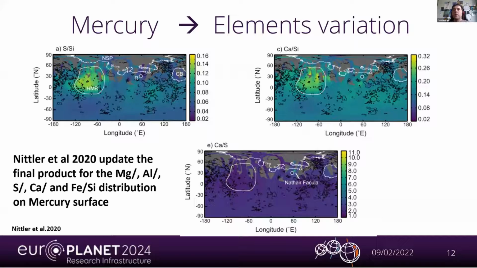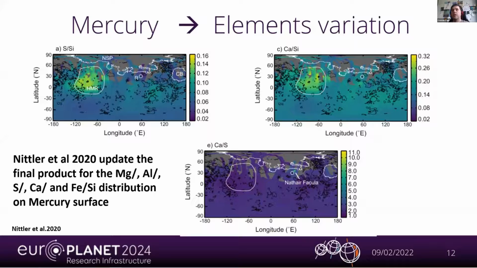Here you can see the final map of sulfur and calcium. And again, you can see that the high magnesium region seems to be enriched in sulfur with respect to the rest of the planet. And the same area is generally enriched or slightly enriched in calcium abundance. What is also interesting, if we compare the ratio between sulfur and calcium, we can see that the variegation on the surface is relatively low, with just low values of the calcium-sulfur ratio, with the exception of some regions, in particular closer to Nathair Facula.